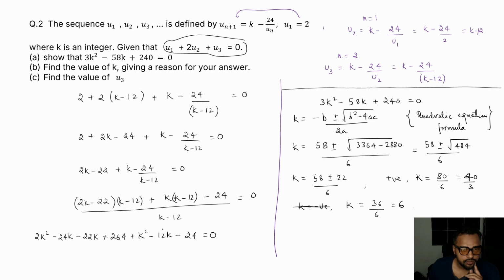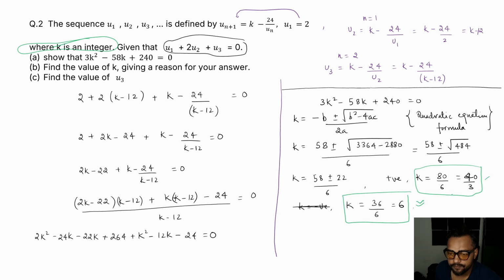Now come to the question, students. In the question they have mentioned here where k is an integer. Okay, so k is an integer, so this will be the only possible value of k, not this one, because it is a rational number, and they have told that k is an integer, so this value will not be possible. Okay students, so don't forget to mention this, because they have mentioned that k is an integer here.